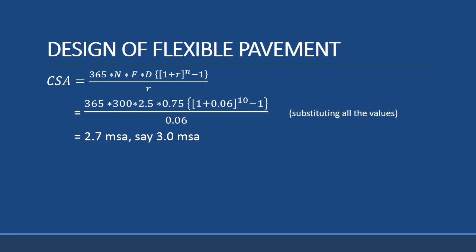Let us round it up to 3 MSA so that we will find it a little easier to refer to the design chart. Therefore the design CSA value for the given traffic is 3 MSA, million standard axles. So now let's refer to our CBR chart in order to find out the thickness.